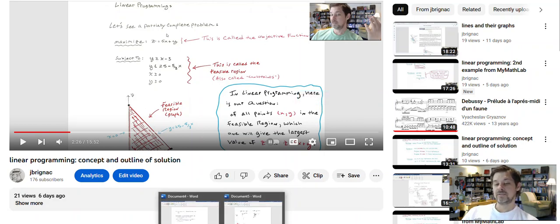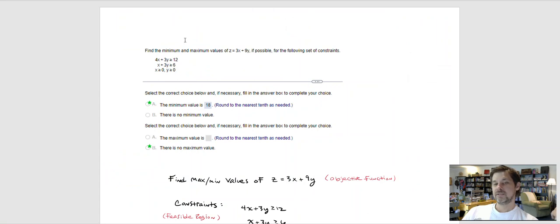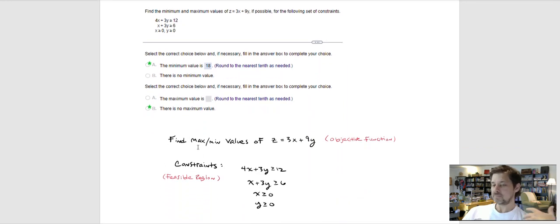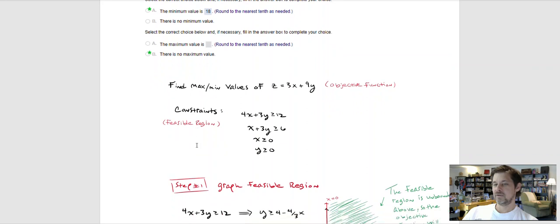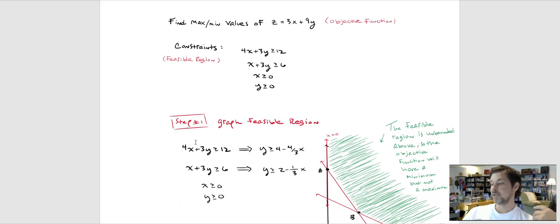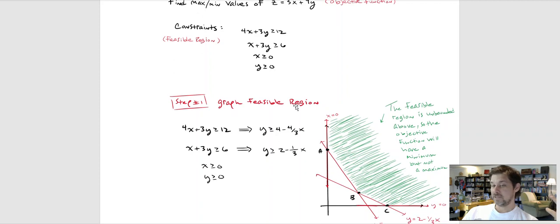So what's different about this one? Why does this function here have a minimum over the constraints, but not a maximum? Well, let's talk about this in a way that is applicable to any linear programming problem. I want to find the maximum or minimum values of this, subject to all the points in this region called the feasible region. So I would start by trying to look at the graph of the feasible region.